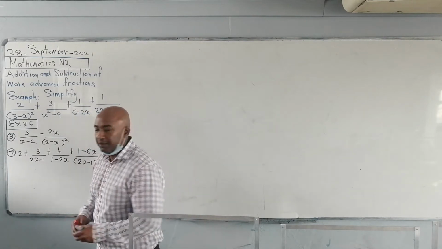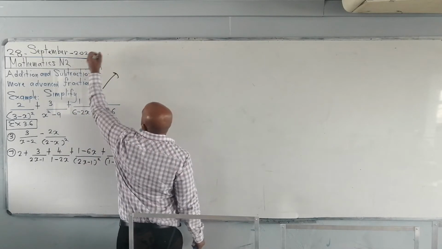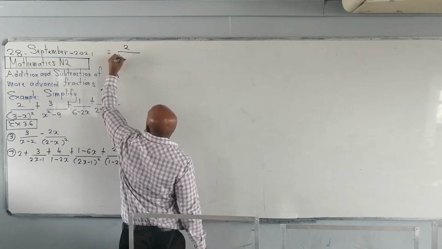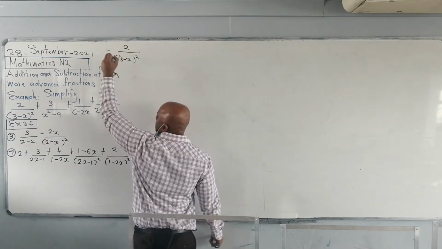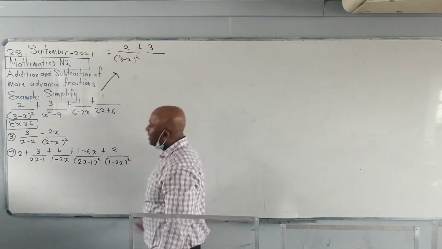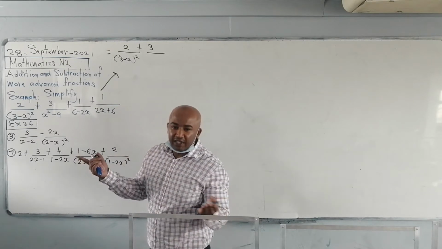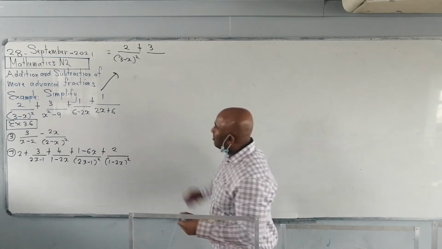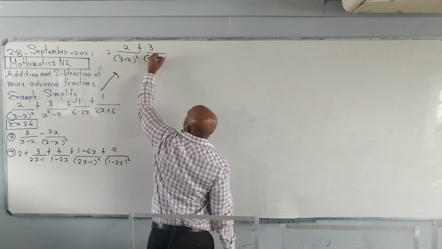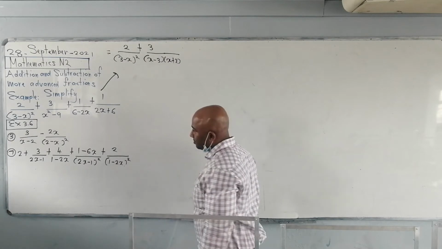Let's see what's going to happen. Right. So from here, this is equal to 2 all divided by 3 minus x all squared plus 3 all divided by x squared minus 9. I don't have to write it in standard form. X squared minus 9, that's a difference of 2 squares. So that will be x minus 3, x plus 3.